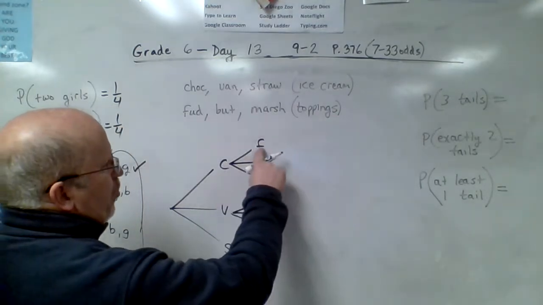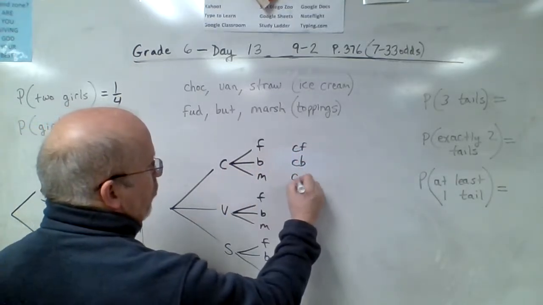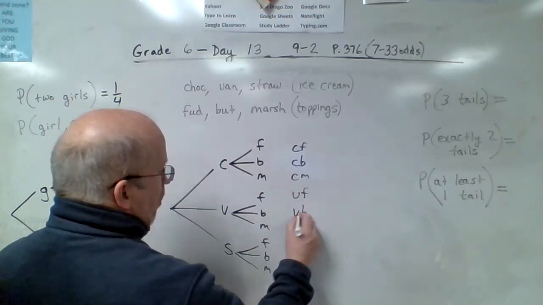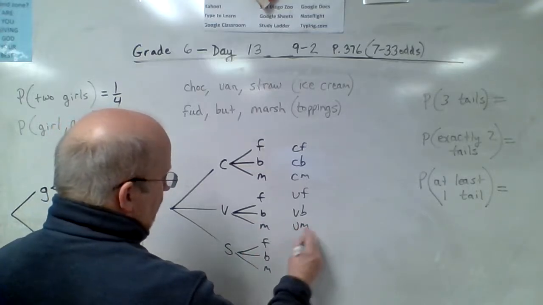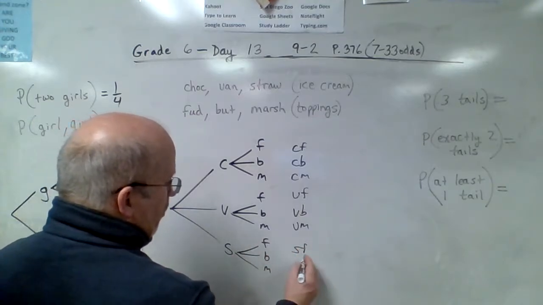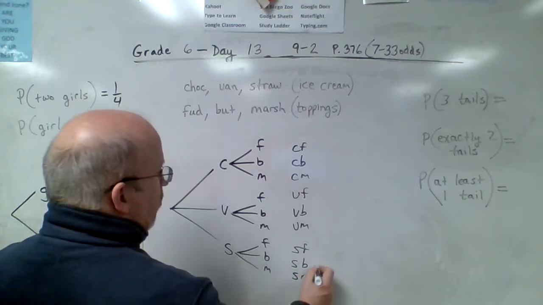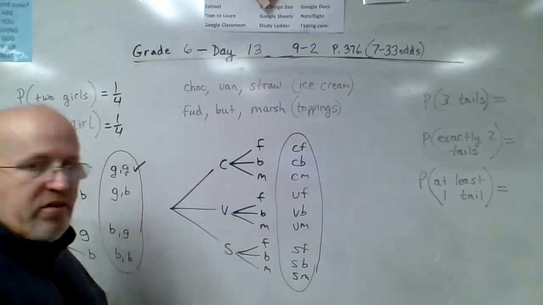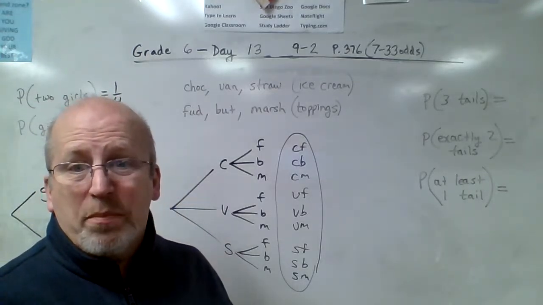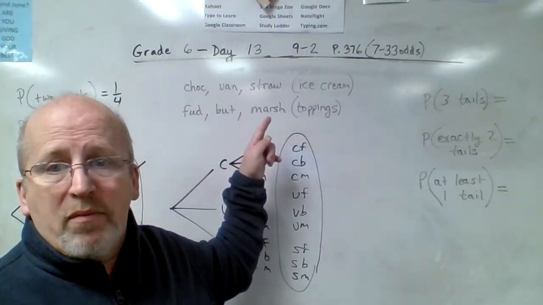So, for example, you could have chocolate and fudge. You could have chocolate and butterscotch. You could have chocolate and marshmallow. You could have vanilla and fudge. You could have vanilla and butterscotch, or you could have vanilla and marshmallow. You could have strawberry and fudge, strawberry and butterscotch, or you could have strawberry and marshmallow. So we have 9 different ways in which a person can get their ice cream and toppings at this particular place if there's 3 ice cream varieties and 3 topping varieties.